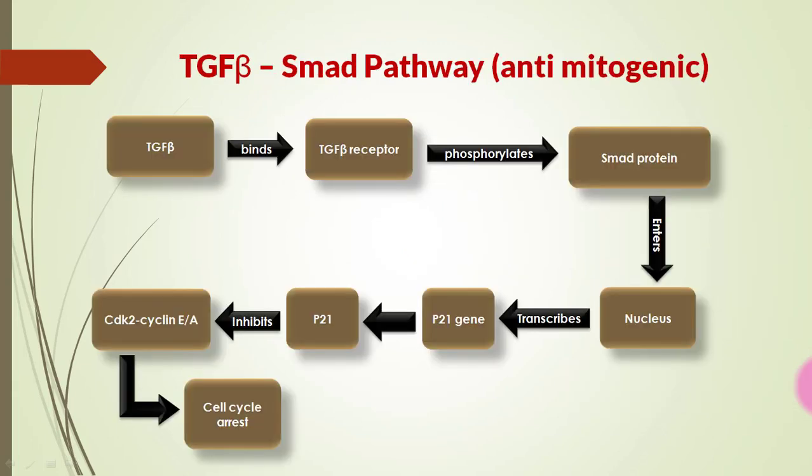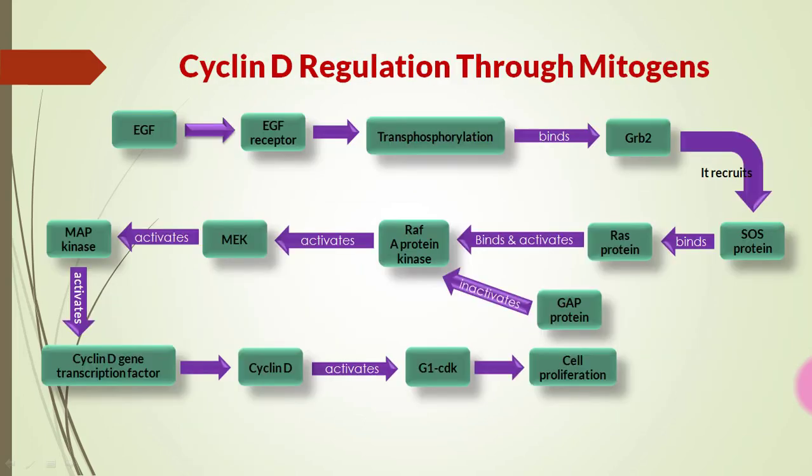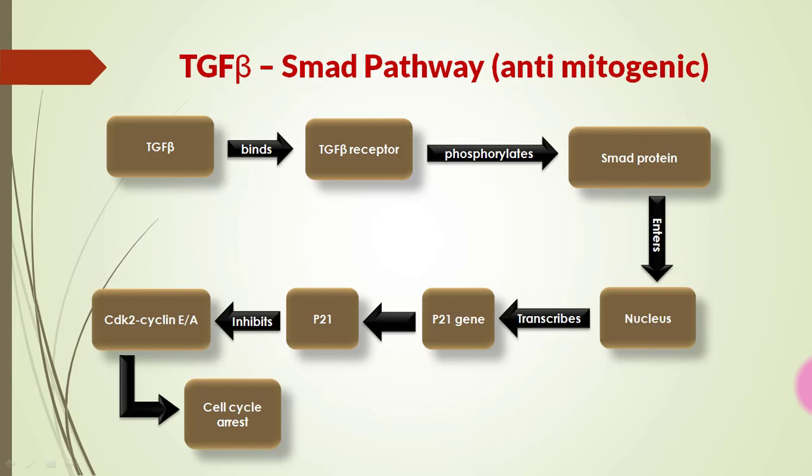We have another pathway which is an anti-mitogenic pathway. The Wnt pathway and the epidermal growth factor pathway, both are mitogenic pathways. Now we have an example of an anti-mitogenic pathway, which is called the TGF beta SMAD pathway, the transforming growth factor beta and SMAD proteins pathway. It's an anti-mitogenic pathway. Anti-mitogenic means that the cell will be moved from G1 to G0. Now we are talking about how the cell can be arrested in the G0 phase.